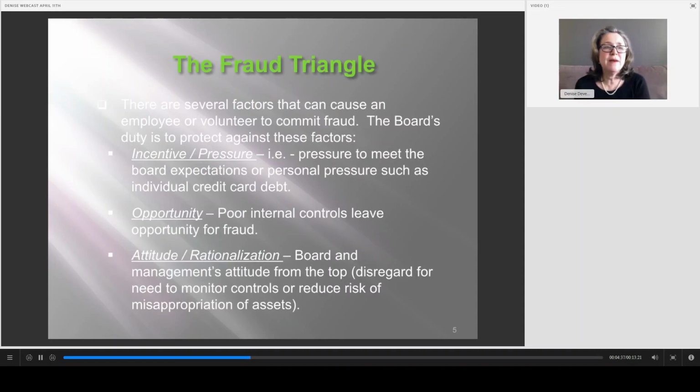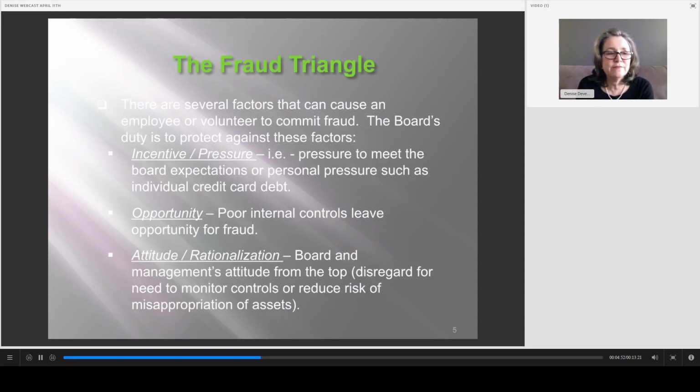Let's talk a minute about fraud. We've all heard the horror stories from nonprofits. It's our job to ensure we have a strong system of internal control to make it impossible for fraud to take place. This slide discusses the fraud triangle.